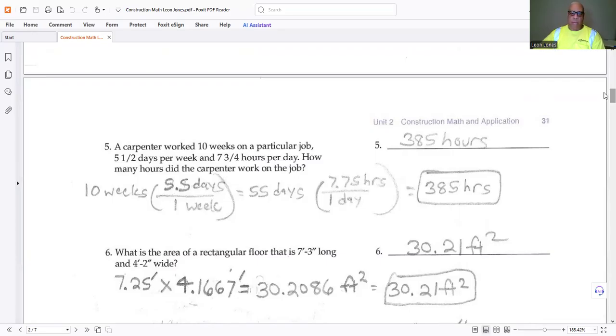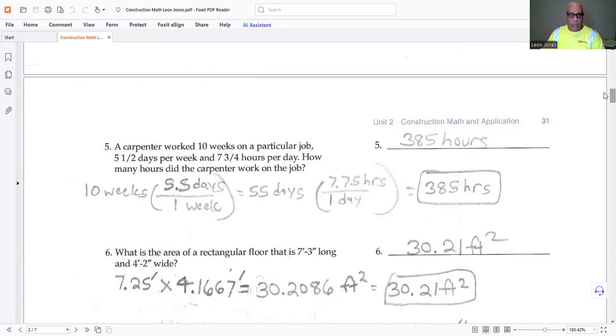All right, something else you need to learn. This is construction math. I did a video earlier on construction math, but I didn't work out any problems, so I'm giving you problems that I've actually worked out. Now, if you are a foreman or a superintendent, you're going to have to do time for your laborers. So here's one that involves time. A carpenter worked 10 weeks on a particular job, 5.5 days per week, and 7 3/4 hours per day. How many hours did the carpenter work on that job?